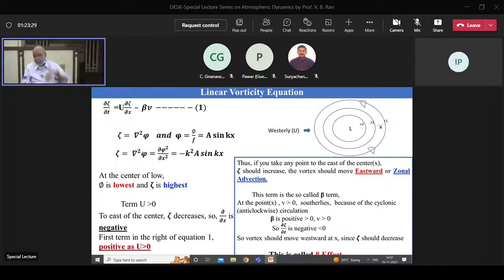Now you see that circle, the low. At the center, pressure is lowest, vorticity is highest. To the east, there are isolines of vorticity: plus 3, plus 2, plus 1, because to the east, it decreases. Now, in the westerly, where u is positive, my purpose of discussion, which is very, very important, is how each term controls the wave movement. This is the approach which Professor Murakami, the Japanese school, teaches. You can perceive it if you close your eyes.